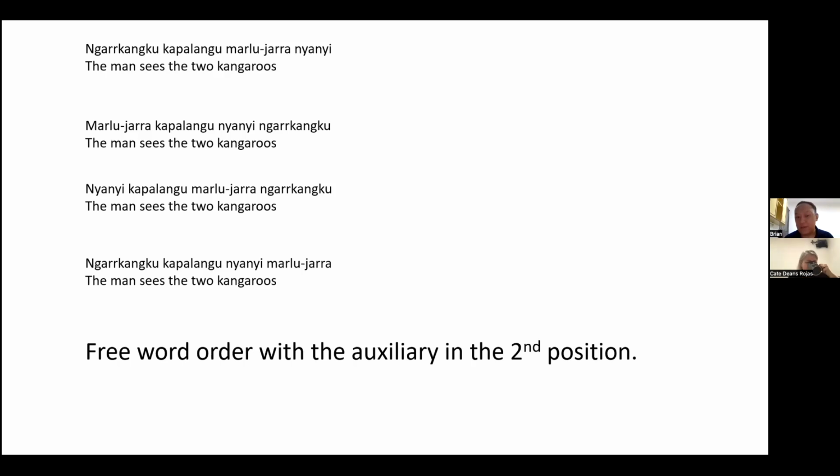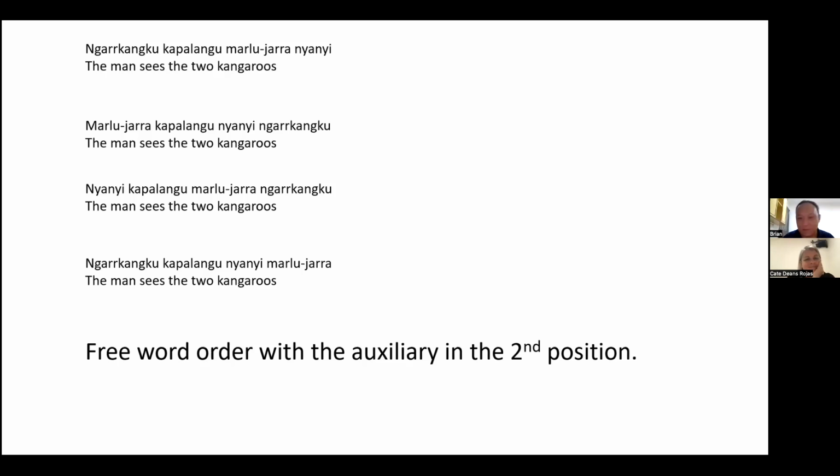So when you construct a sentence, you always have the auxiliary, which tells you who does what to whom, in second position. The list is quite big. Auxiliaries in Warlpiri, for example, have combinations: I do something to you, you did something to me, he did something to her, third person did something to third person. It's a very long list of different combinations.